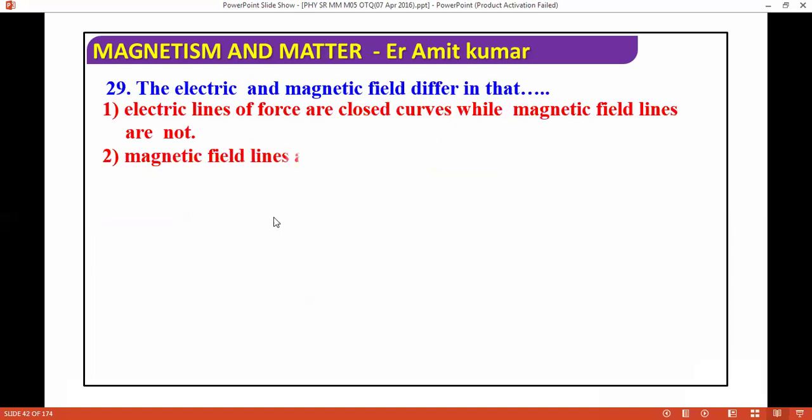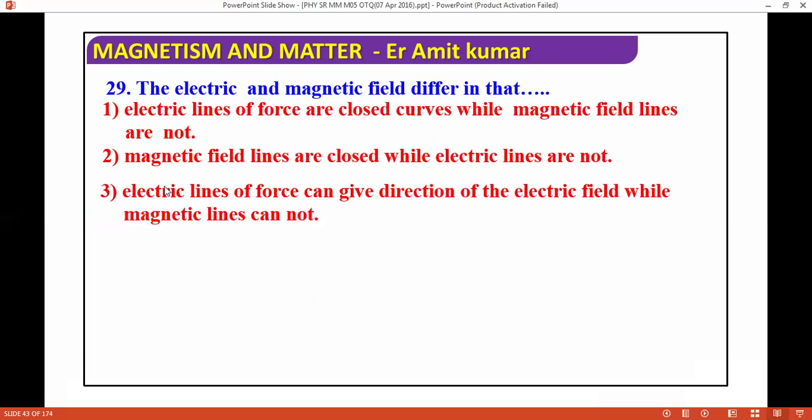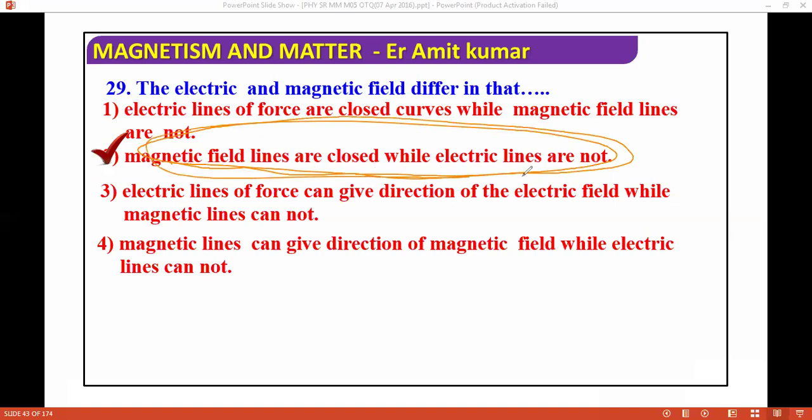Next, we are moving to where the electric and magnetic fields differ: the electric lines of force are closed curves while magnetic lines are not; magnetic field lines are closed while electric lines are not; electric lines of force can give the direction of the electric field while magnetic lines cannot. So what is the correct answer? Magnetic field lines are closed while electric field lines are not. This is very important, a good question. If you know this, you can do this question very easily.